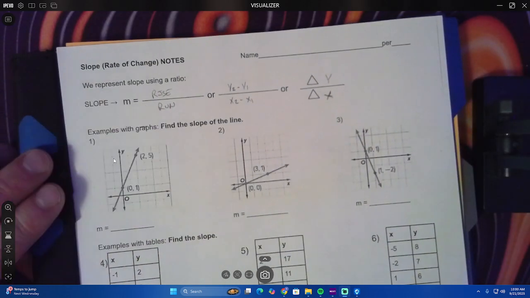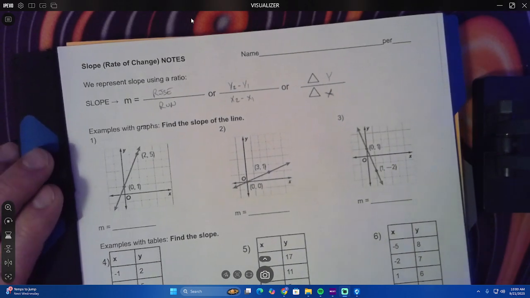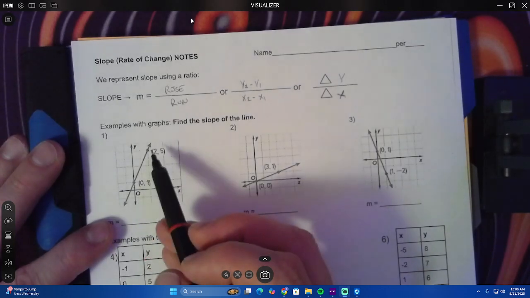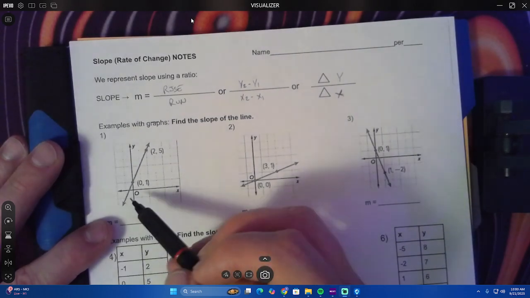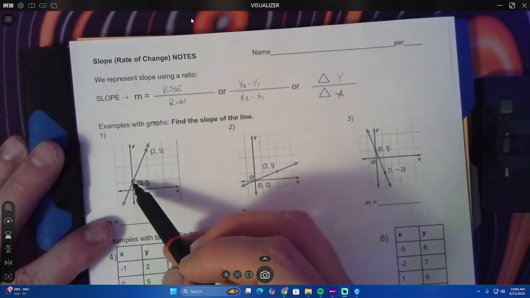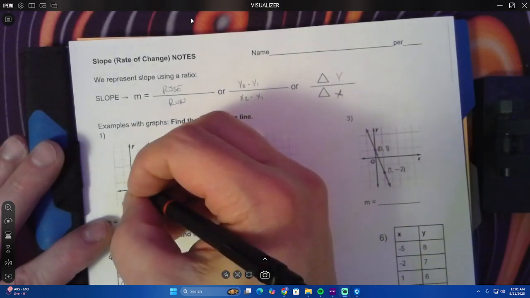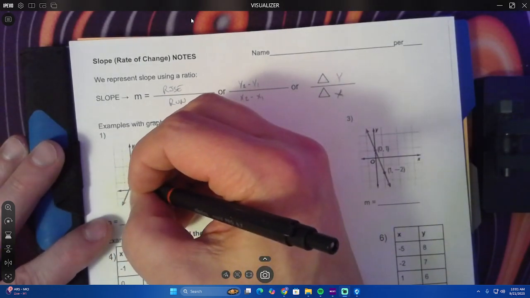So now let's go through a couple of examples of finding slope. On this graph right here, we can see slope. We can find slope between this point and this point right here. What that will tell us is how much this linear or straight line is going up and at what rate of change that's happening.